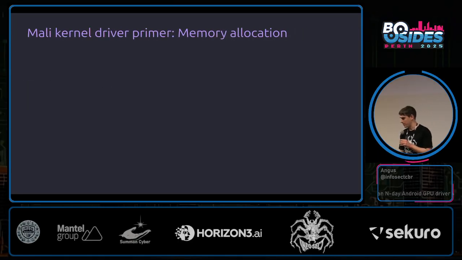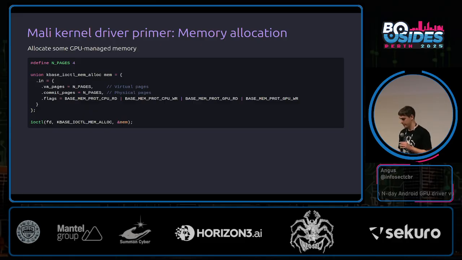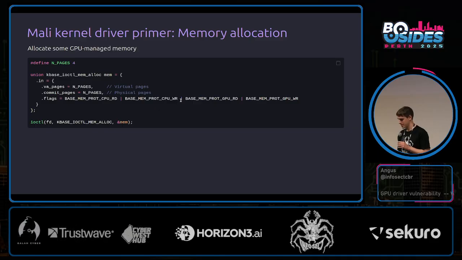You can do more complicated things using these ioctls. For example, what if you wanted to allocate some memory? We're going to do that using the kbase ioctl mem_alloc ioctl. When we're calling this, we're going to pass it this ioctl mem_alloc struct. We're going to tell it how many virtual and physical pages we want to allocate. And we can also give the pages some permissions. So we can say the CPU is going to have read and write access to this, and the GPU is going to have read and write access in this example.